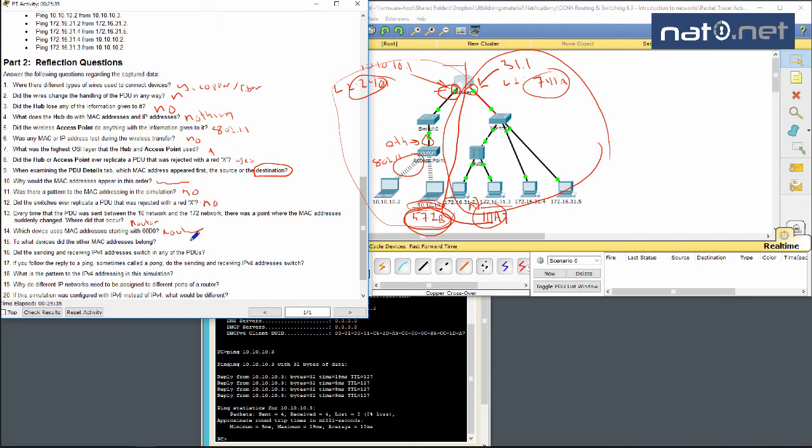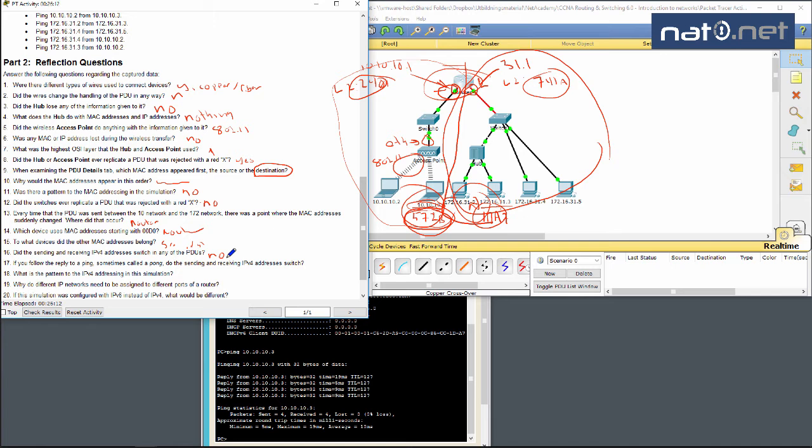And to what device did the other MAC address belong? Yeah, it was between the sender and receiver, source and destination. So we have MAC addresses for the router, for the source, and for the destination. This drawing is getting blurry here. Okay, did the sending and receiving IPv4 address switch in any of the PDUs? No. There was no change of IP addresses, and there should not be unless we're running NAT, network address translation.